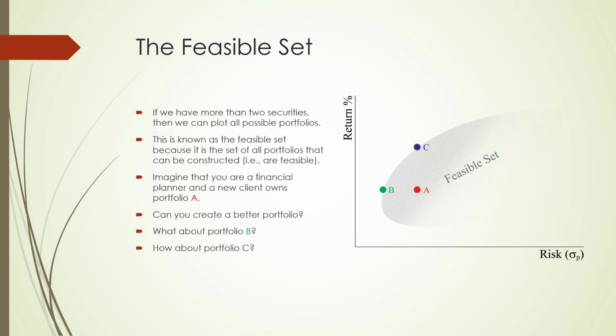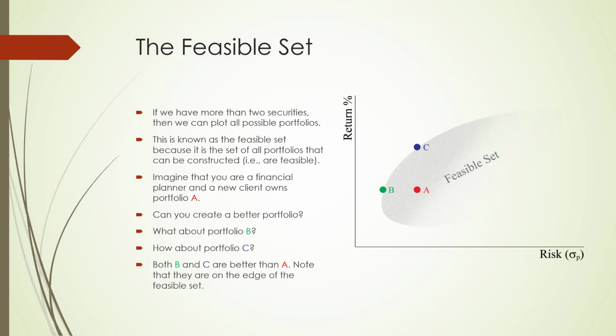How about portfolio C? Well, with C, we have the same risk as portfolio A, but with a higher return. And so that also means that portfolio C has a better risk-return trade-off than portfolio A. So your client should be happier with either B or C than they were with A. And we're going to see here in a minute how to choose where the best portfolio for a particular client is. But notice that both B and C are on the very edge, the upper edge to be more specific, of the feasible set.